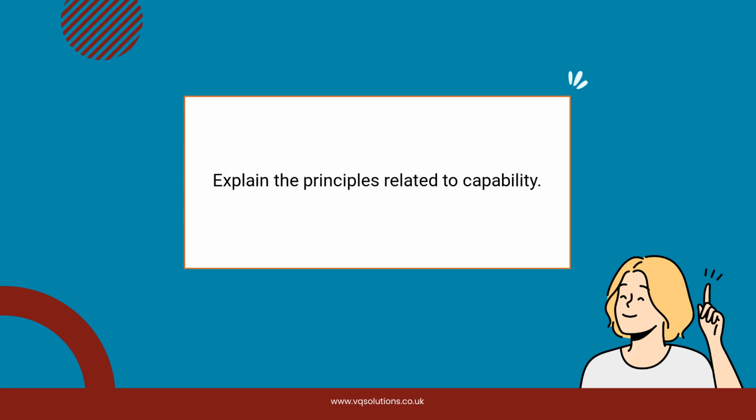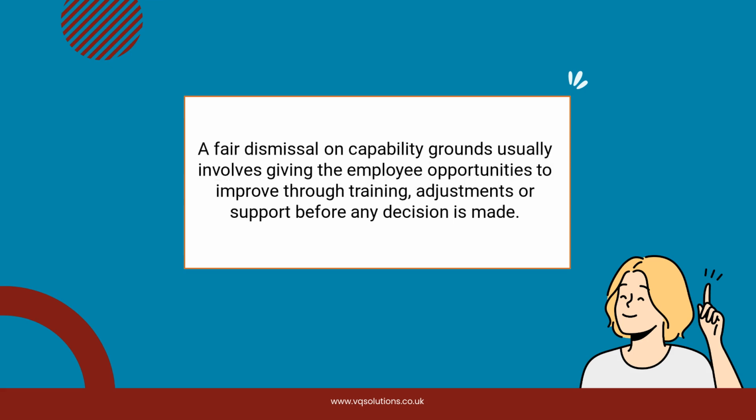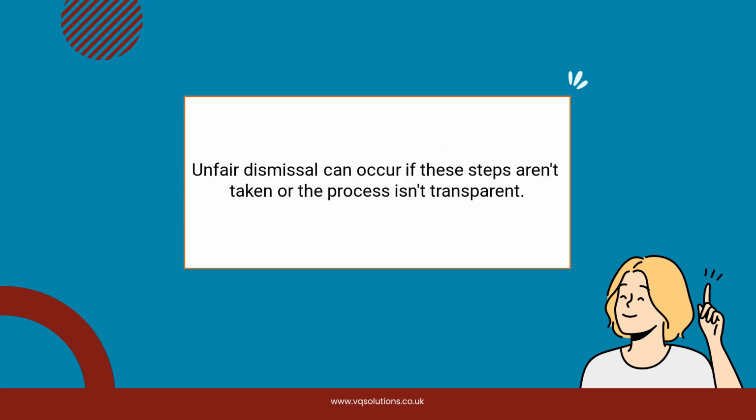Next, explain the principles related to capability. Capability refers to an employee's ability to perform their role, often related to skills, qualifications, or health. A fair dismissal on capability grounds usually involves giving the employee opportunities to improve through training, adjustments, or support before any decision is made. Unfair dismissal can occur if these steps aren't taken or the process isn't transparent.